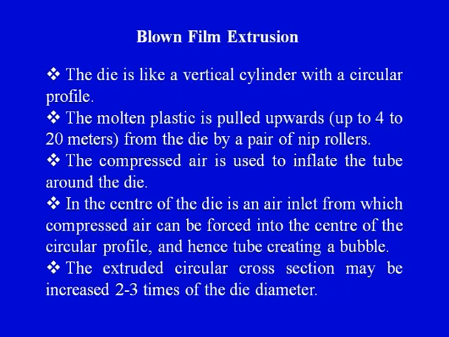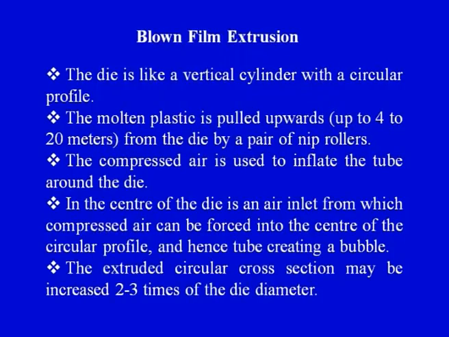Second one is the blown film extrusion. We will try to understand it with the help of a diagram also. The die is like a vertical cylinder with a circular profile. So the die in this case is like a vertical cylinder and it has got a circular cross section. The molten plastic is pulled upward. So it is a vertical forming process in which the shape will be given in a vertical manner. The molten plastic is pulled upward 4 to 20 meters. 20 meters is a considerable height.